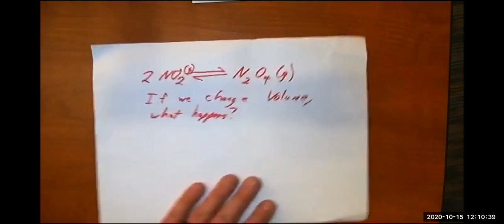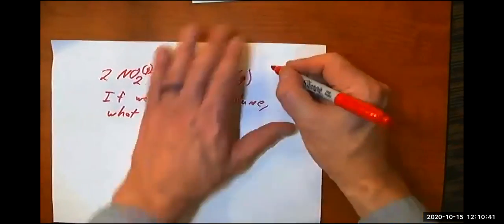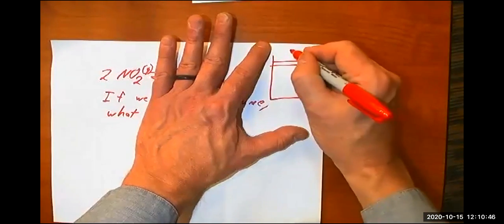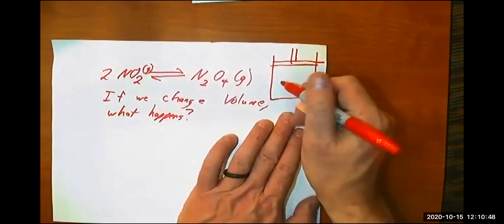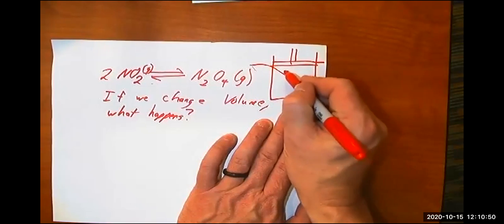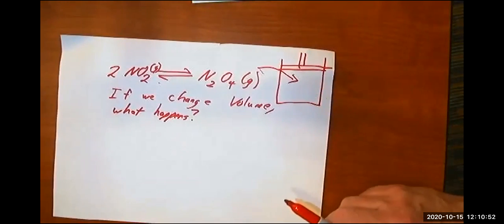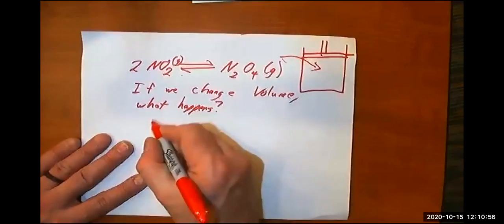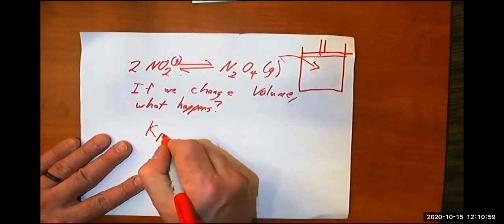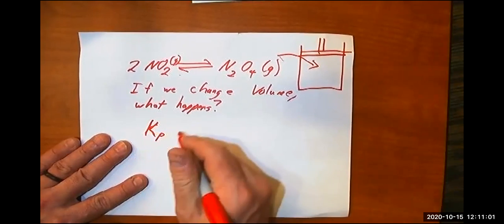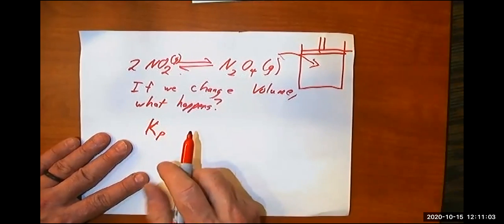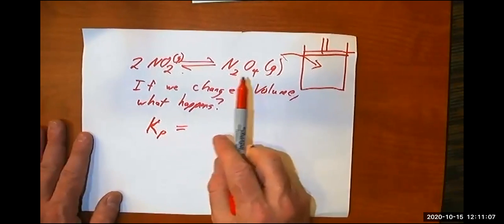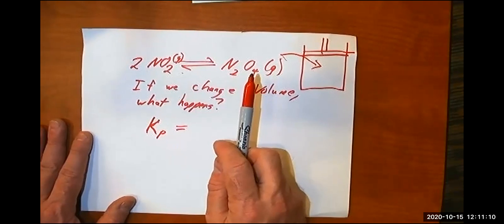So the picture we should have is that we have some kind of container. You can usually think of it as being like a piston. And we have this reaction going on inside here. So there's NO2 in there, gas, and there's N2O4 in there as a gas. And we have an equilibrium constant, which we are going to express in pressures here because we're dealing with gases. What is going to be our expression for this equilibrium constant?